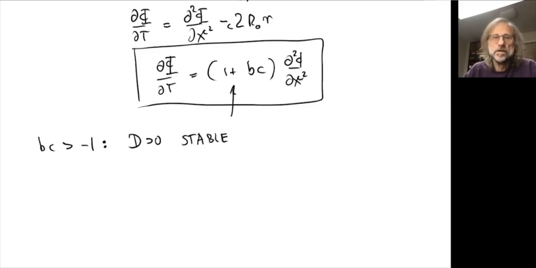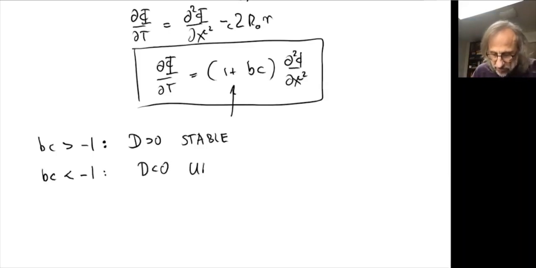If you were to do, let me talk about that later. So let's now note down, if BC is smaller than -1, then D is actually negative, and the homogeneous oscillation is not stable. So you start with the homogeneous oscillation, make a small perturbation in the phase of the oscillators, and that perturbation will grow. What it will do, we don't know. We just know it will grow, and we need to investigate that.